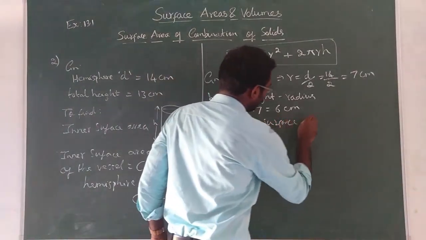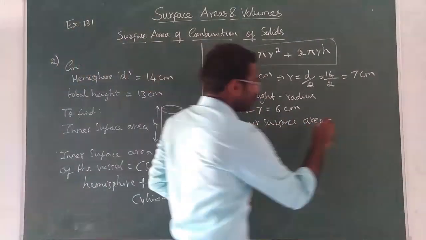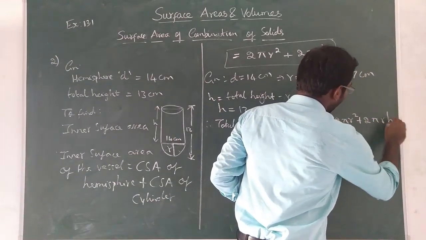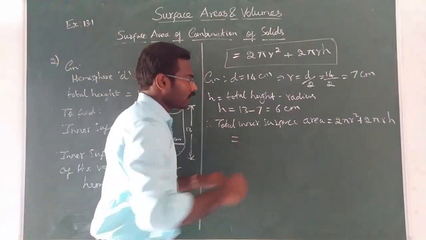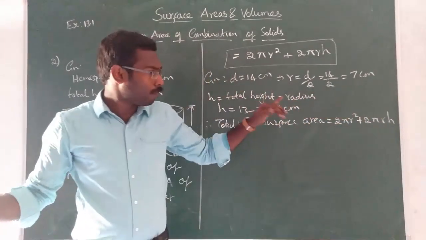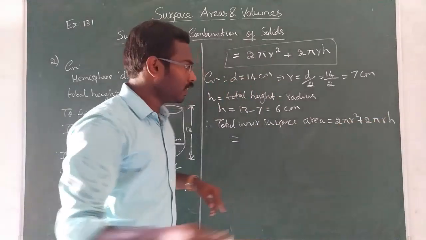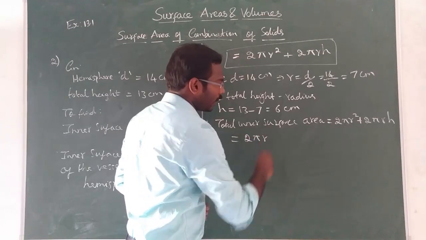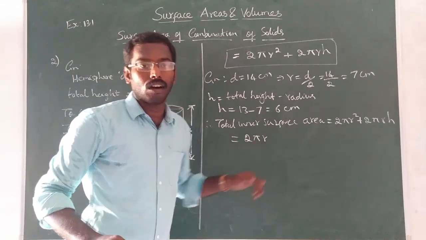surface area is equal to, see the formula, 2 pi r square plus 2 pi r h, isn't it? So you can write commonly like this. You can do it separately if you want, no problem. But in short, here also 2 pi r is there, here also 2 pi r is there, isn't it? So 2 pi r you can take as common.